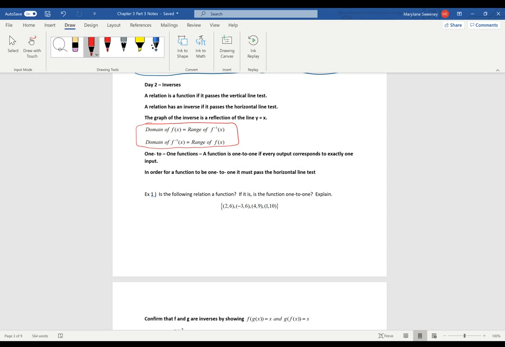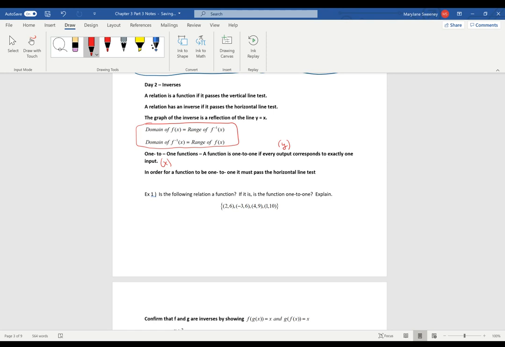A one-to-one function is a function. A function is one-to-one if every output corresponds to exactly one input. So every y corresponds to exactly one x. In order for a function to be one-to-one, it must pass the horizontal line test.